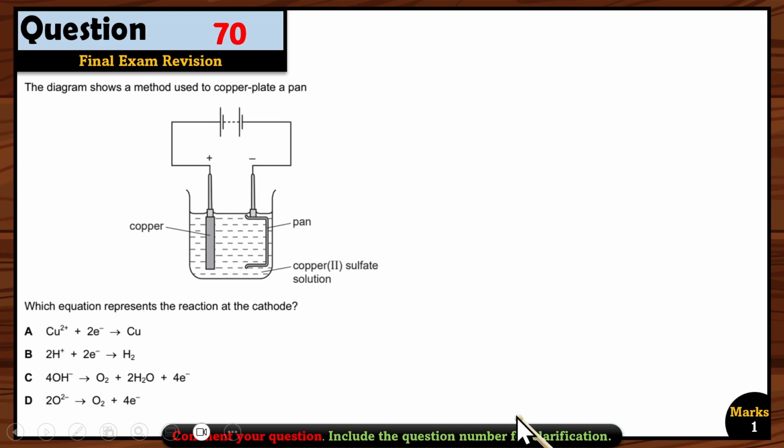Question 70, the diagram shows a method used to copper plate a pan. So this is our pan and we want to copper plate it. Which equation represents the reaction at the cathode? So what will happen at the cathode?